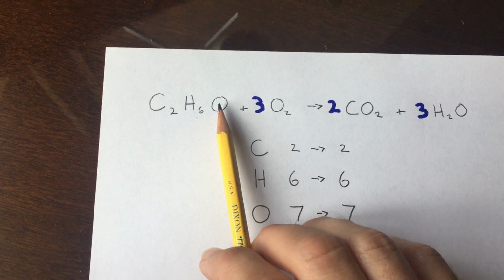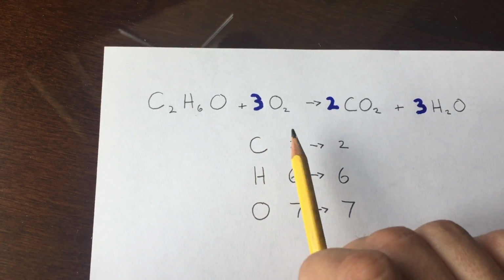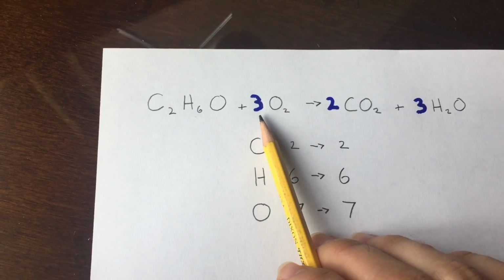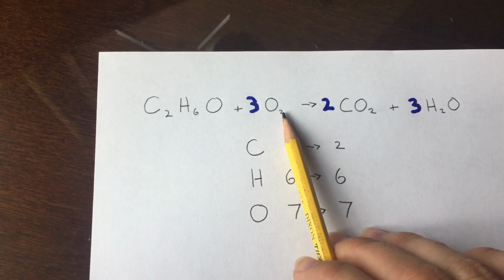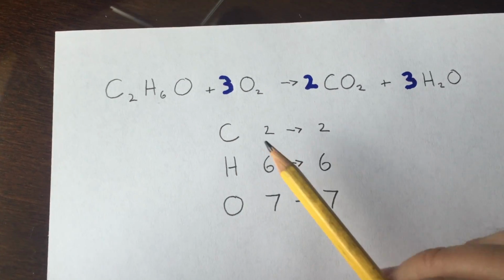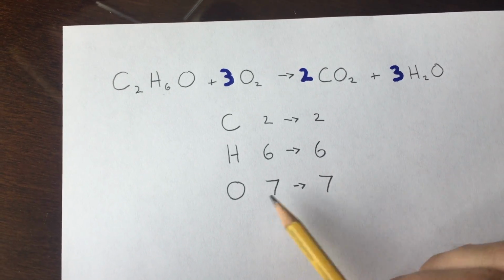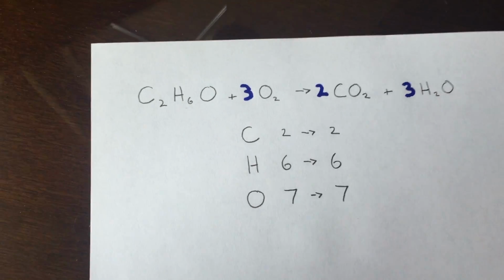On this side I had the solo oxygen, and then this 2 which I needed to balance out. So coefficient of 3 times the 2 gives me 6, plus the solo equals 7. And I just check my work. 2 carbon on each side, 6 hydrogen on each side, 7 oxygen.